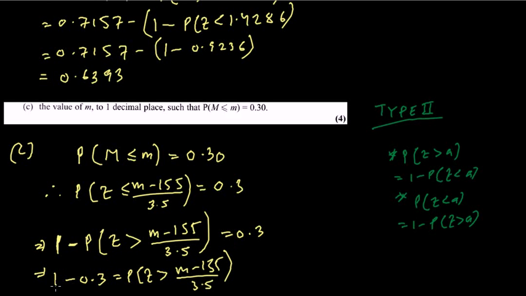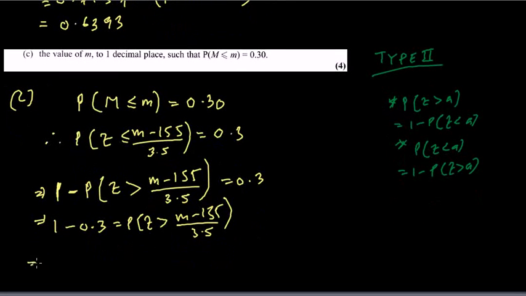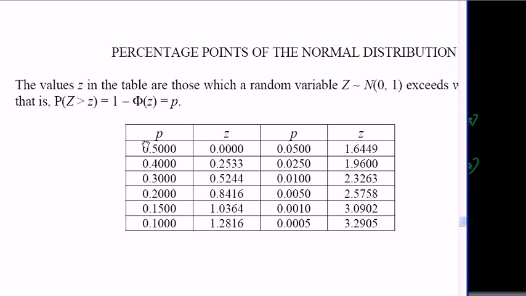So this becomes 1 minus 0.3 is 0.7. So what we get here is this. Probability of z is greater than (m minus 155) divided by 3.5 equals 0.7. Let's take a look at that paper. Do we have 0.7? No, we don't. Here the probability is up to 0.5, so we cannot use this table.